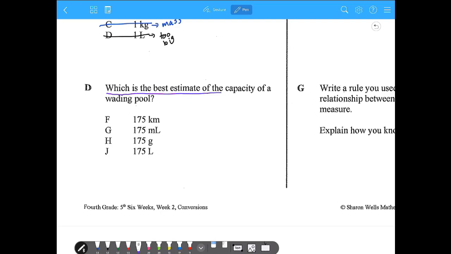Letter D, which is the best estimate of the capacity of a wading pool? That's like a little bird bath, like a small little bowl that you can put outside, a little wading pool. Not a big pool. It's just, you know, like just a little pond. So let me go ahead and circle best estimate, capacity, and wading pool. Again, capacity means the metric system.